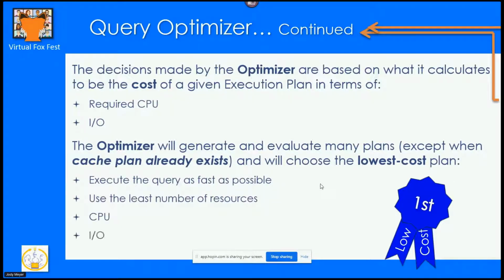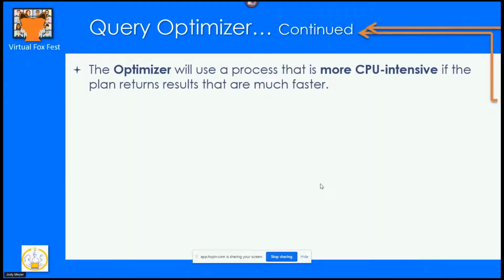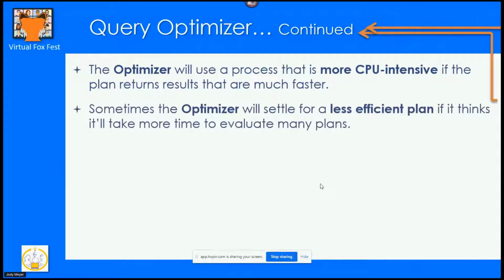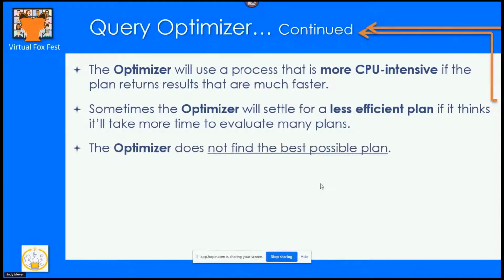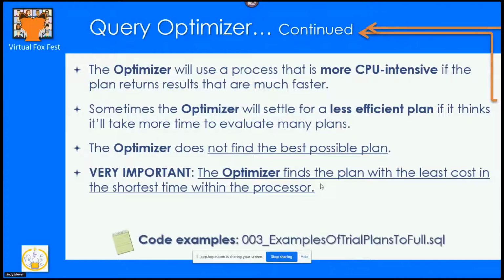It's going to look at CPU and I/O. Where if it's more CPU, it'll select a more intense CPU plan if it will return the results faster. It will settle for a less efficient plan if it takes too much time to evaluate as many plans as possible. It doesn't choose the best plan. It finds the one with the least cost in the shortest time possible within the processor.